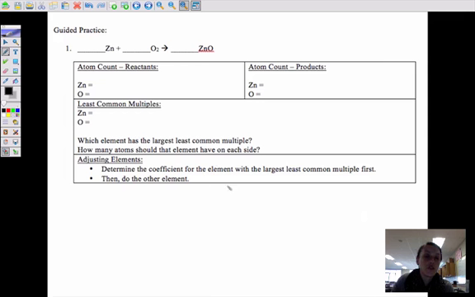Now let's do 2 more together, kind of getting rid of that step-by-step boxes. But if you get confused, you should pause the video, rewind, and reference your note sheet. Now, the first step to solving any balanced equation is to do an atom count. So on my left, reactant side, I have 1 atom of zinc and 2 atoms of oxygen. On the right side, it looks like I have 1 of each. Now I need to find my least common multiple. Well, zinc is already balanced. It's the same number.